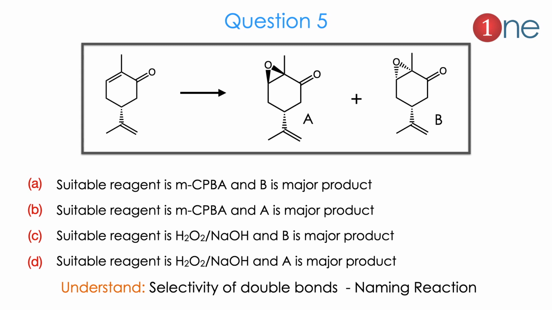They ask you to find the suitable reagent and product. Here they have given peracid, and hydrogen peroxide with NaOH. They ask you to find which is the major, A or B. Here you have to understand the reagent and the selectivity of the double bond. One naming reaction is hiding behind this one, and you should identify it.